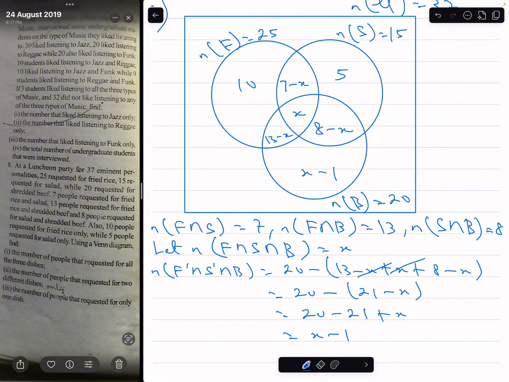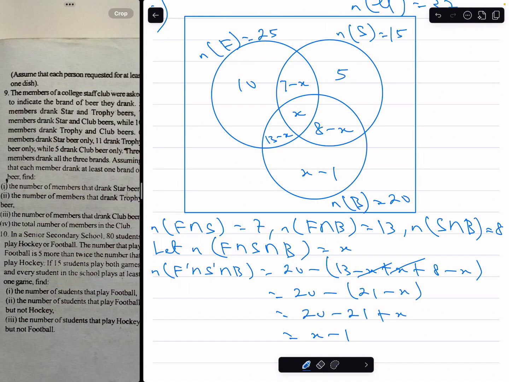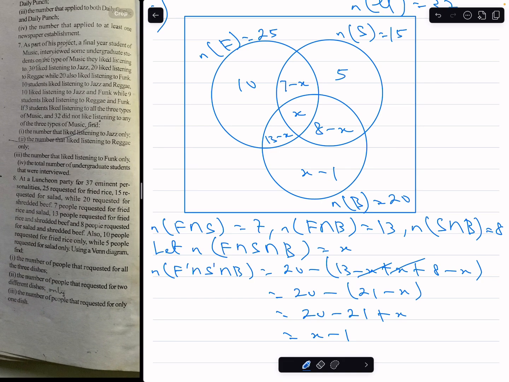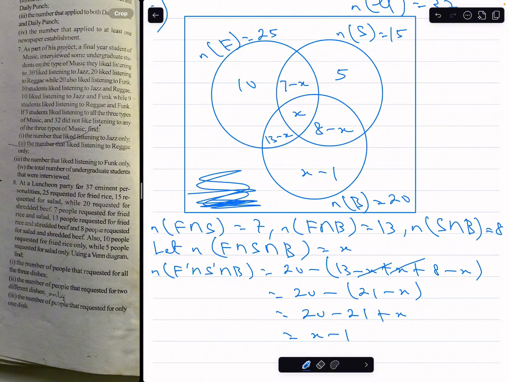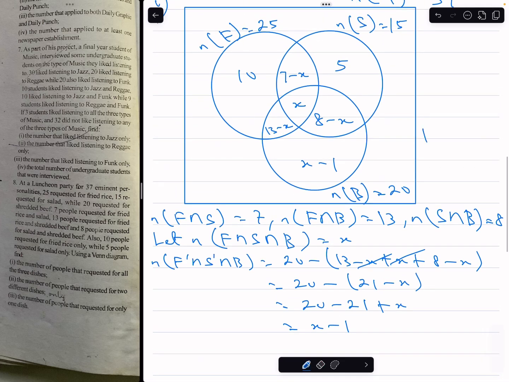It's always good to represent all the parts in the Venn diagram before you start answering questions. Now let's see, did they say there was anybody who didn't request any dish? Okay, they said assume that each person requested at least one dish. So there was nobody who didn't ask for anything. That means there's nobody outside the 3 circles inside the rectangle, which means the set F union S union B complement is empty. That would have been the people who didn't ask for any of the dishes.